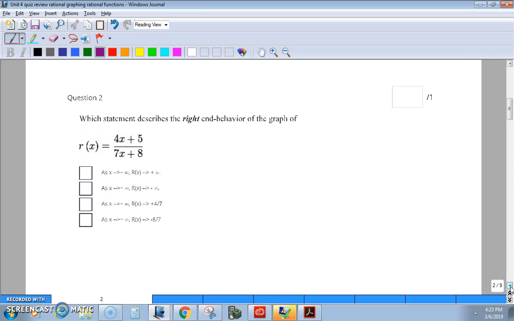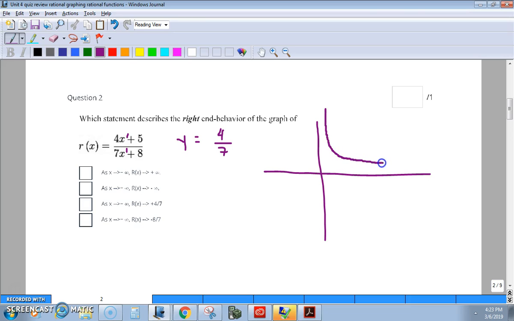Question 2, which statement describes the right end behavior of the graph? So let's go ahead and find the horizontal asymptote, and then I'm going to graph it and show you. Since these are both degree 1, I don't need to graph it, I can just sketch it for you. The horizontal asymptote is going to be y equals 4 over 7. So for this particular problem, normally, let's see here. All right.